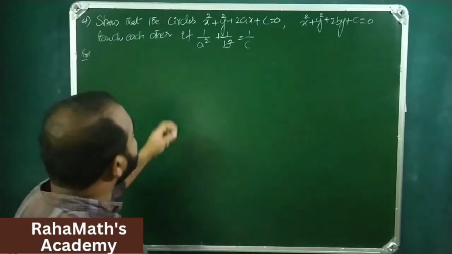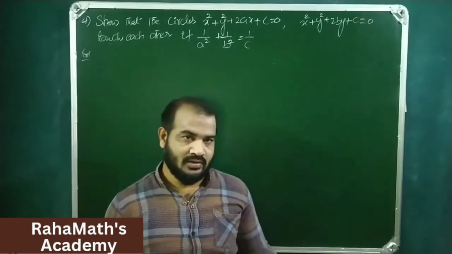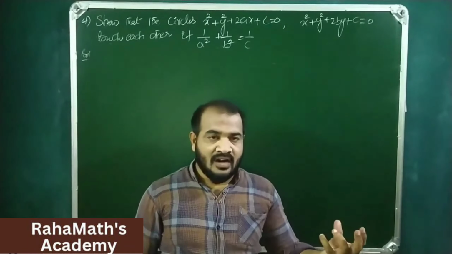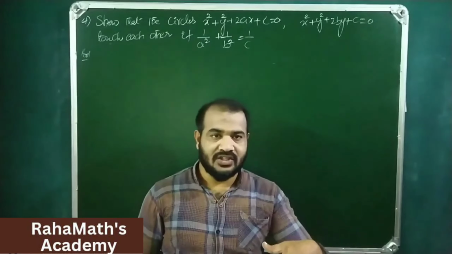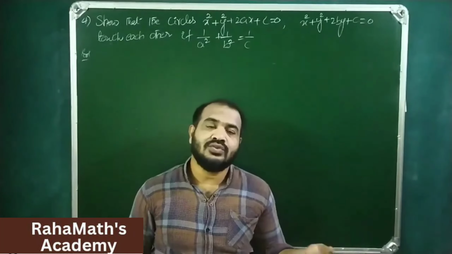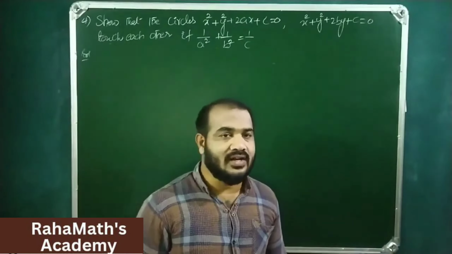Since the two circles touch each other, but how are the two circles going to touch? What I mean to say is, external touching or internal touching. That we don't know. That is why the condition for the two circles to touch each other is C1C2 equals to R1 plus or minus R2, which we shall take.